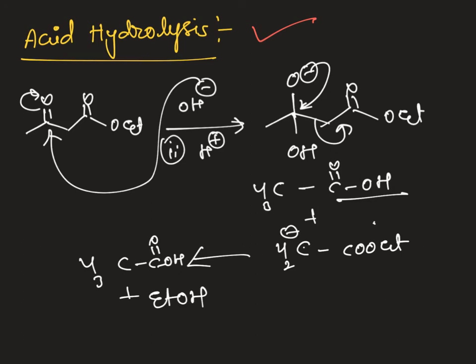So this is about some of the important reactions with respect to ethyl acetoacetate: the formation of enolate, and the second one is the alkylation reaction and hydrolysis reaction. Next class we will discuss the application of ethyl acetoacetate in organic synthesis, like how by using ethyl acetoacetate we can prepare dicarboxylic acids, monocarboxylic acids, ketones, substituted ketones, and different heterocyclic molecules, which we will learn in the next class.